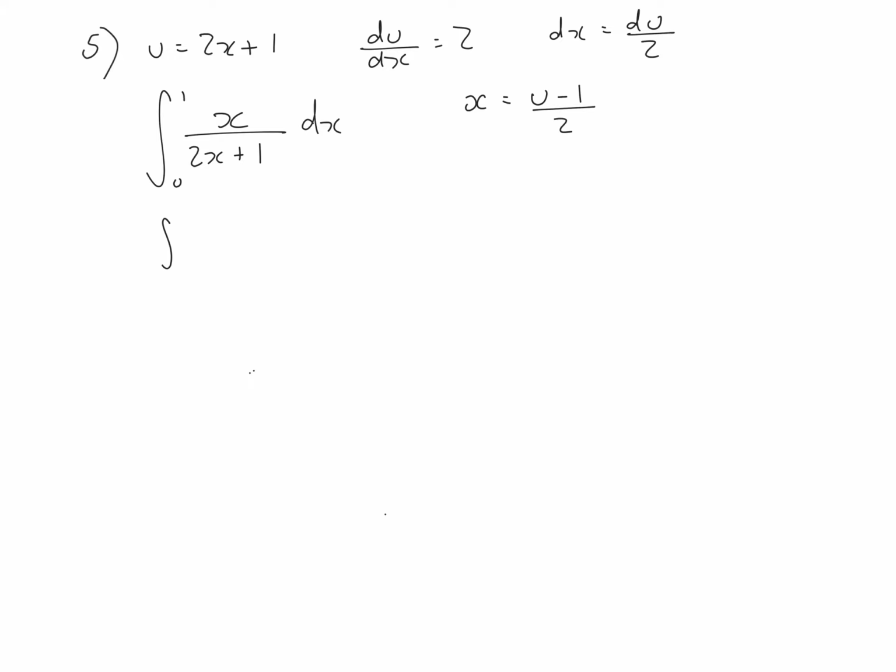So we've got the integral of u minus 1 over 2 times 1 over u, dx is du over 2. So hopefully that's a little easier. When x is 0, u is 1. When x is 1, u is 3.